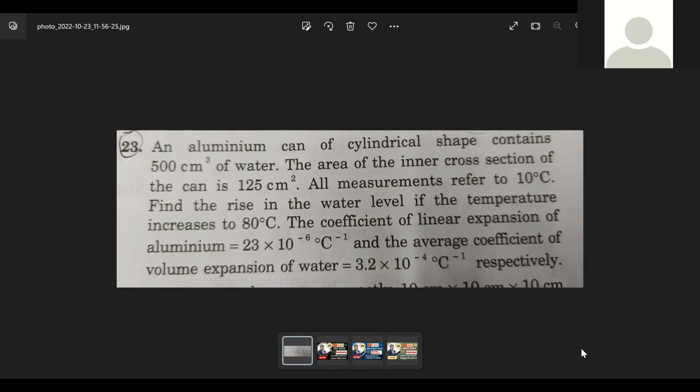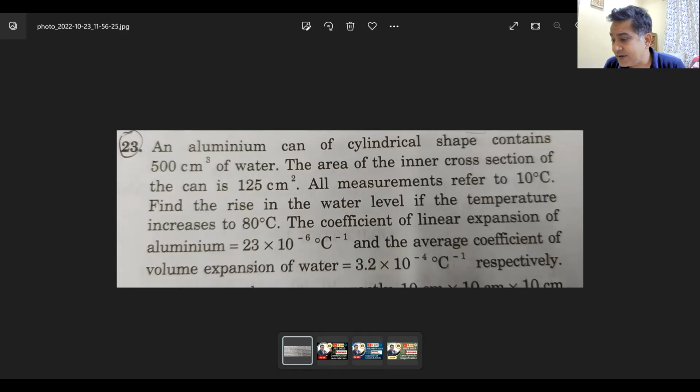Okay, how are you supposed to do this? We have to find the increase in the level of water. How are we supposed to do this? Yes, any ideas? Yes, beta, how are we supposed to do this? Have you seen the question? Where is the question?